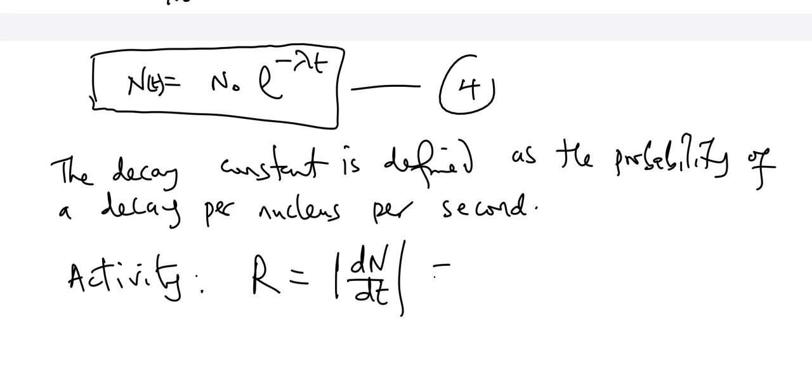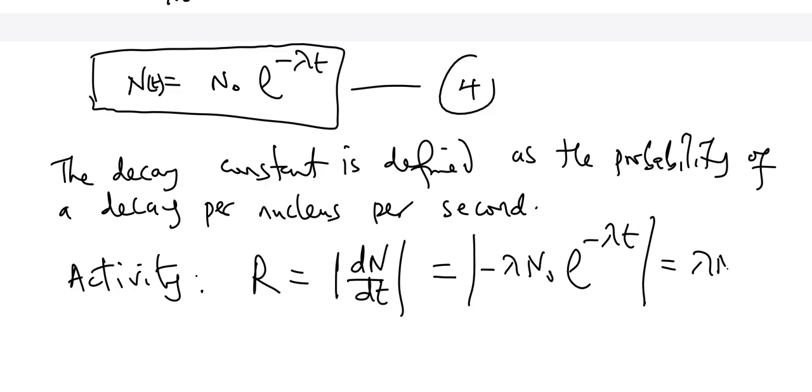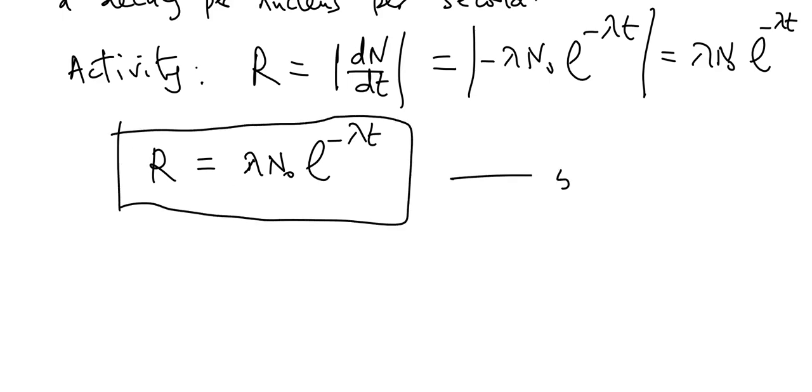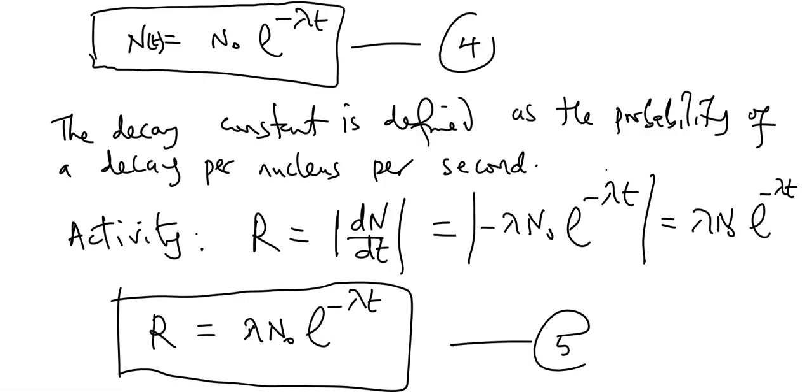And if we differentiate equation 4 with respect to t, this will be minus lambda n naught exponential minus lambda t. Since we are taking the modulus, this will be lambda n naught exponential minus lambda t. That is, the activity R is lambda n naught exponential minus lambda t. Let me call this equation 5. I think the last equation was equation 4.